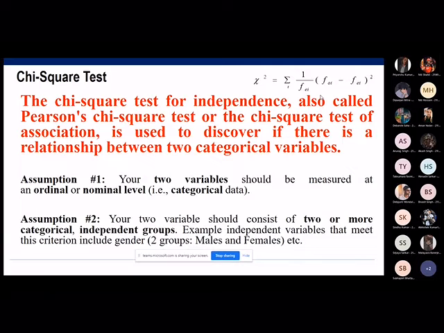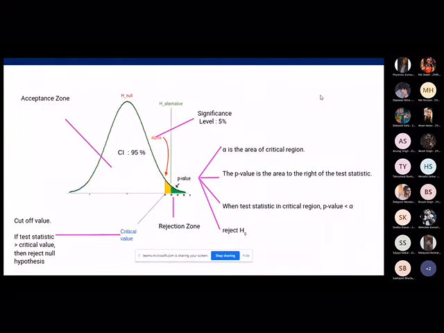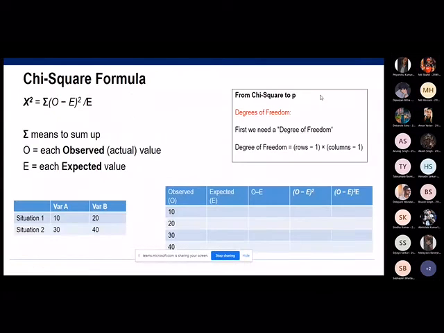Okay, so this is the question. Suppose you have the situation 1 and situation 2, and the variables are variable A and variable B. So you got this kind of data. Situation 1 is 10 for variable A, and situation 1 for variable B is 20, and situation 2 for variable A is 30, and situation 2 for variable B is 40.